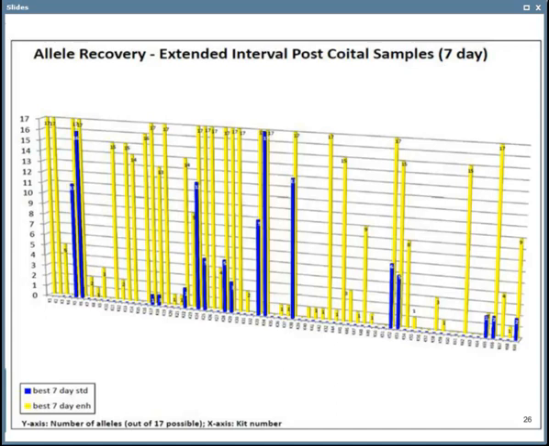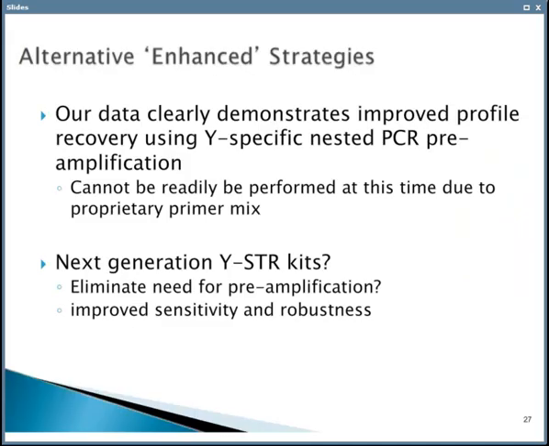So you can see in the blue that with the standard Yfiler, you got some results, not very many, but you got some results. Whereas if you look at the yellow with the enhanced methods, we got a substantially improved ability to recover DNA profiles from these samples. This was 7 days. So that was good. That showed that enhanced DNA methods worked.